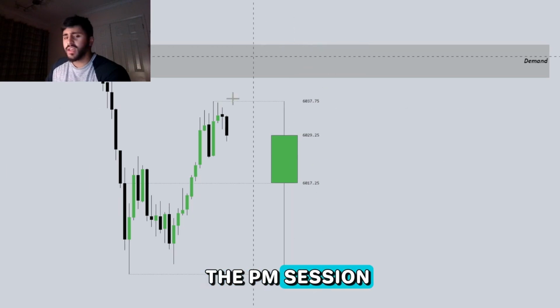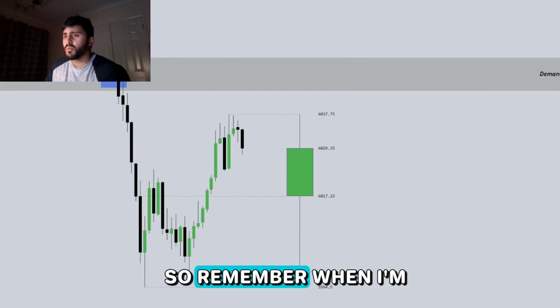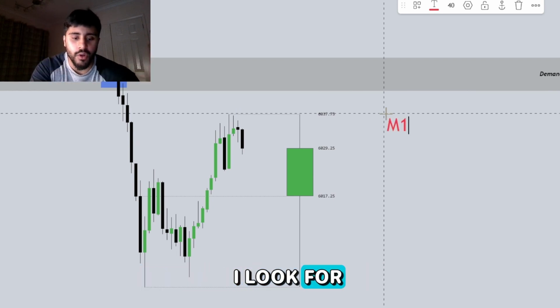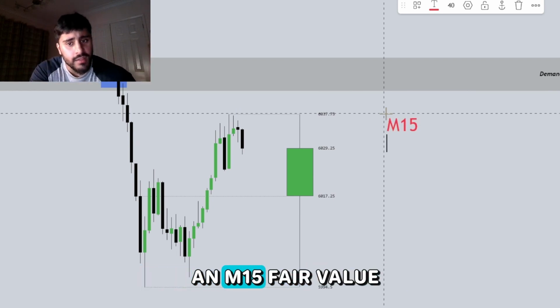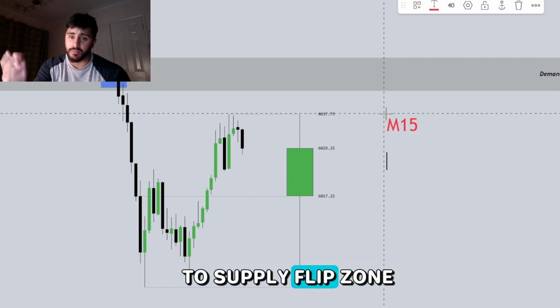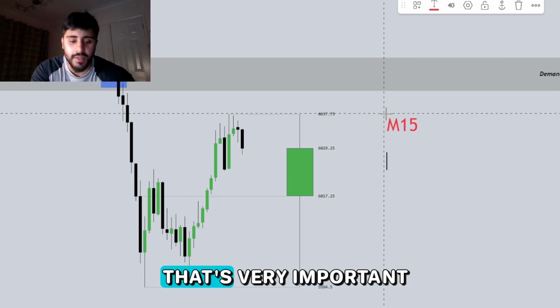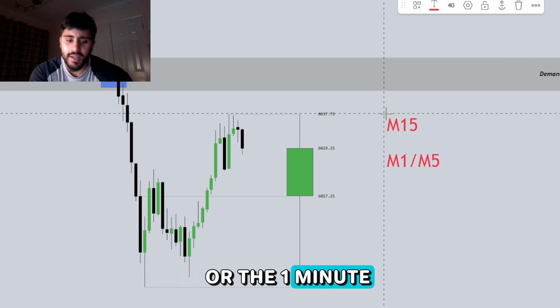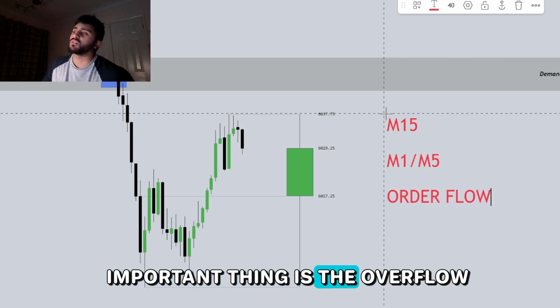We're in the PM session and we're coming towards this level. So remember, when I'm marking out my trades, there's typically three things I look for. Only three things. We want to look for an M15 fair value gap or a demand to supply flip zone. We're looking for that fair value gap. That's very important. Then I want to see a lower time frame entry, either the 5 minute or the 1 minute. And then the most important thing is the order flow.